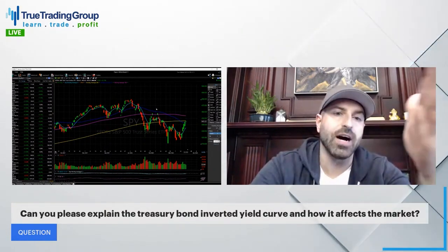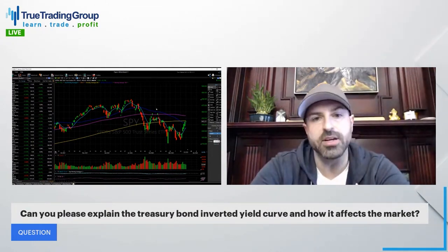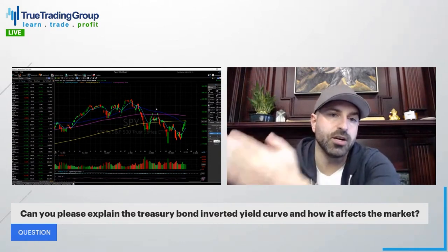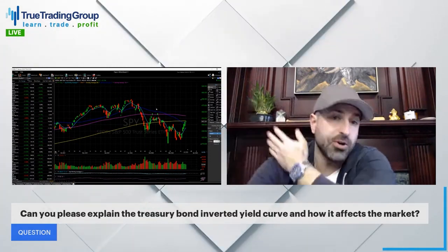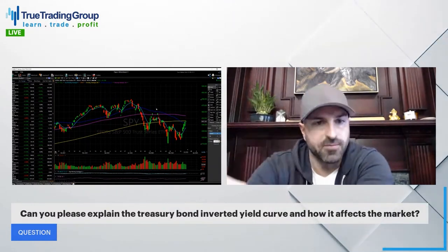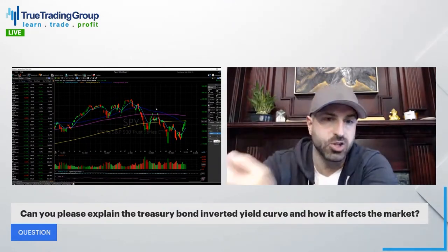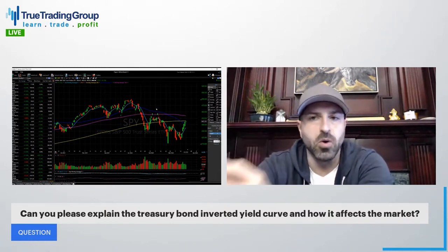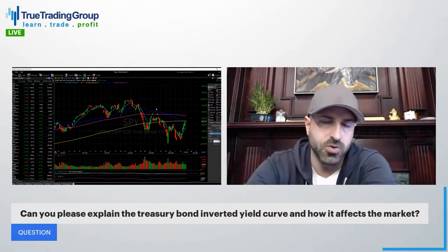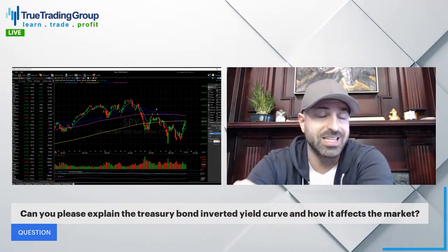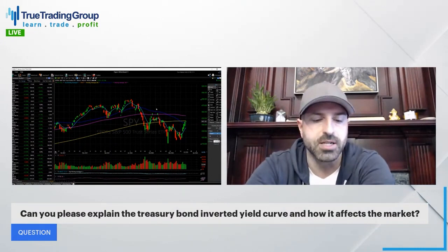So you have the 2-year, 5-year, 10-year, and 30-year. Typically, the further out the Treasury, the higher the yield: the 30-year has a higher yield than the 10, which has a higher yield than the 5, which has a higher yield than the 2. That's the interest you'll get paid for owning one of those time frame bonds for the US government. They're called Treasury bonds, and the yield is the interest rate that those bonds will pay you.